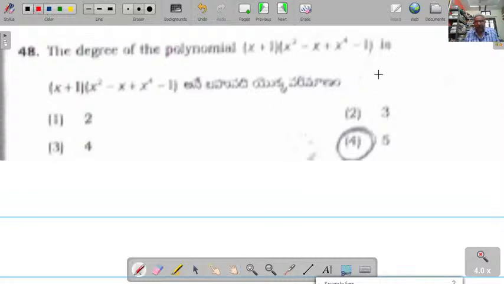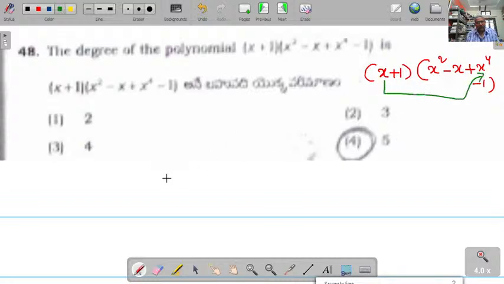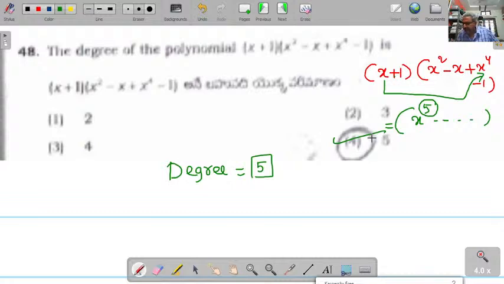The degree of the polynomial x plus 1 into x square minus x plus x to the power of 4 minus 1. Very simple. You multiply x with x power 4. If you multiply the highest terms, you will get x to the power of 5. Highest power is 5, so the degree is 5. So the fourth option is the right option. Yes, option 4, absolutely correct.